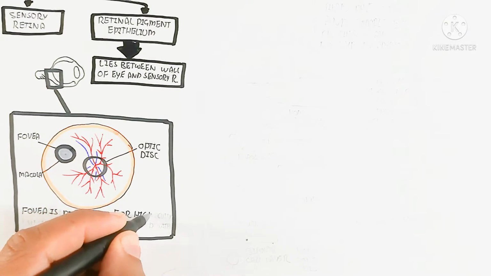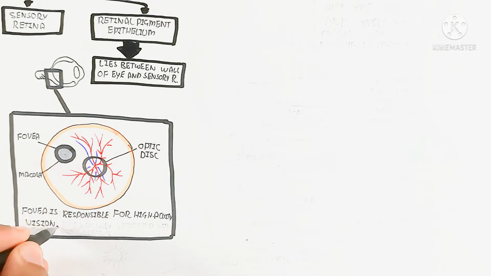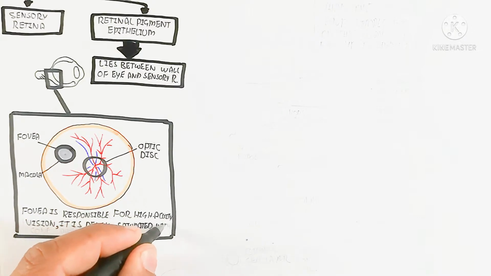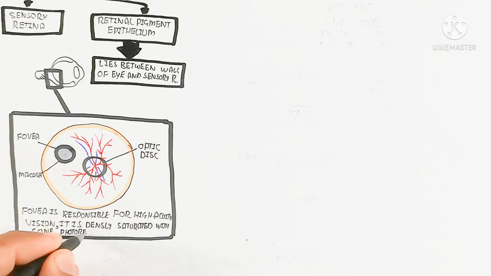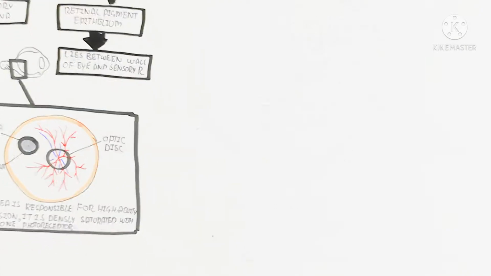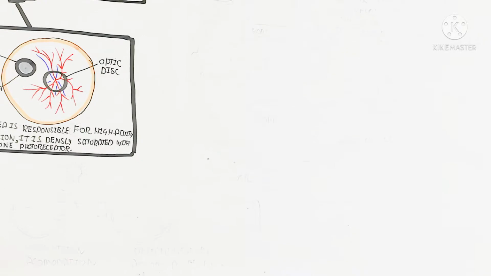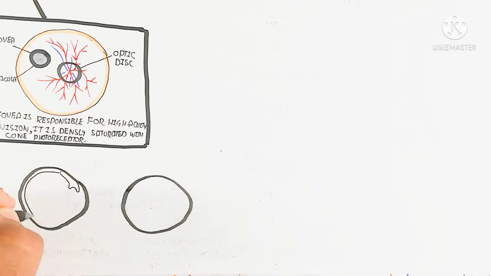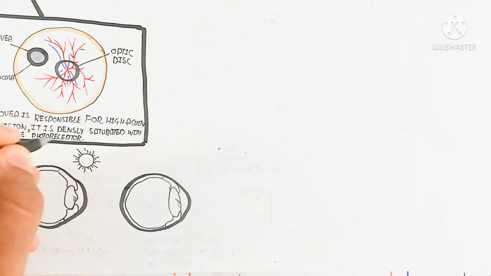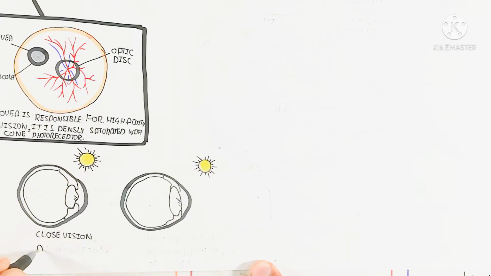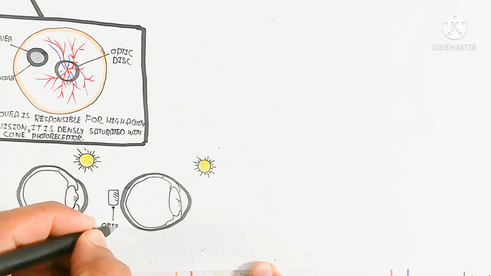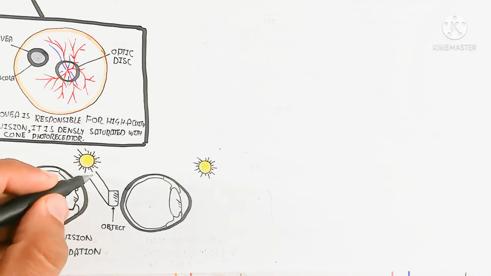So here the optic disc, fovea and macula are present. The fovea is responsible for high acuity vision. It is densely saturated with cone photoreceptors. So the cone is very important for image making. But the eye's cornea is in direct contact with the air and uses oxygen directly for more efficient work.